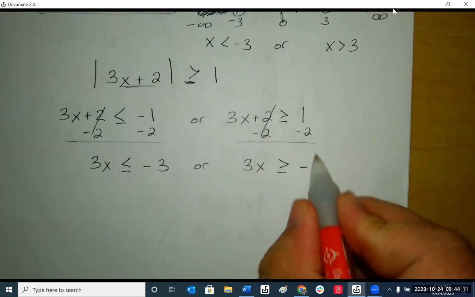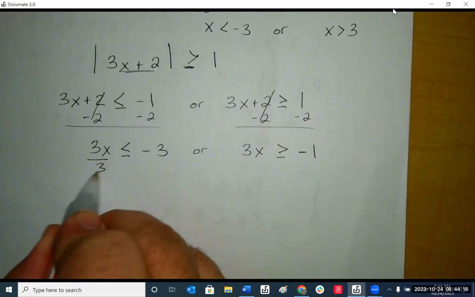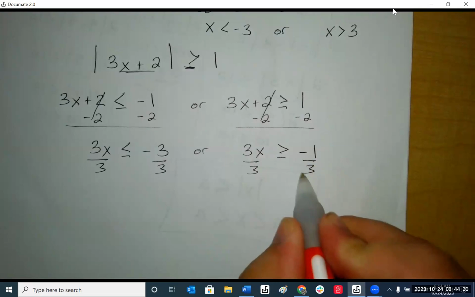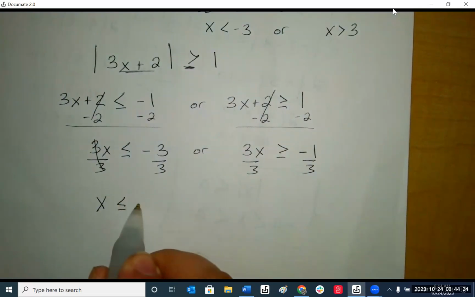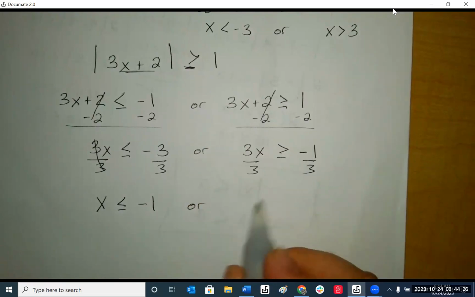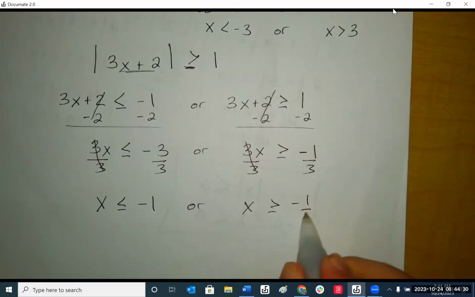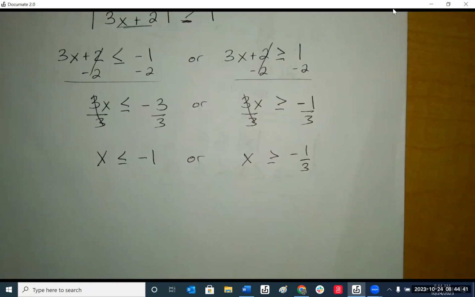2 is bigger, so it's negative. 2 minus 1 is 1. And divide by 3. X is greater than or equal to negative 1/3. That's what it tells us.